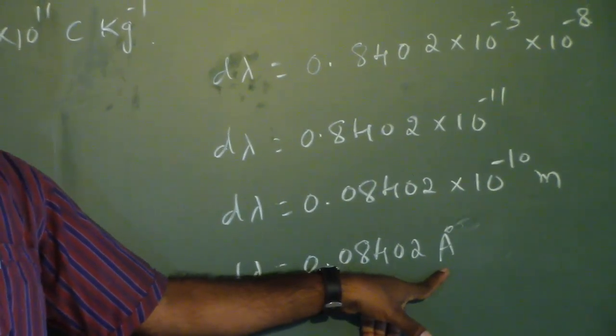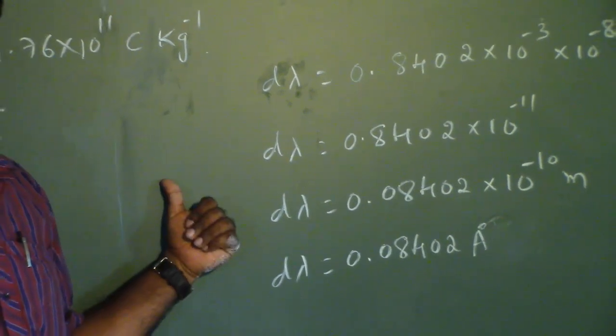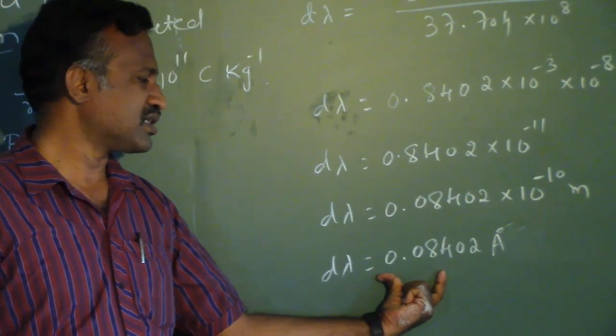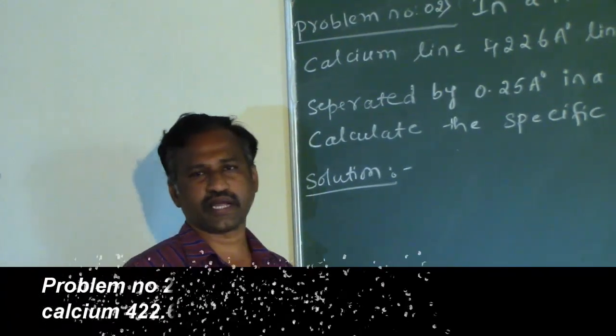2 Angstrom. Okay, so this is the final value or the numerical solution for this particular problem: the shift in the Zeeman will be 0.08402 Angstrom. Now let us look into the second problem.